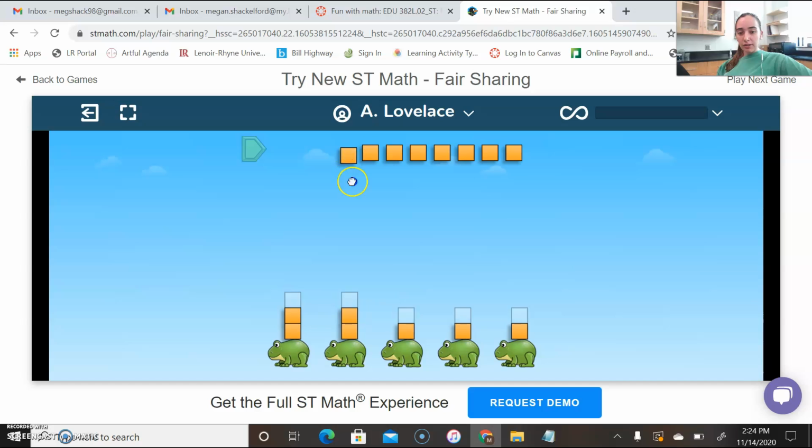I probably could have counted them and done it that way, and divided it by 5 frogs. But too late at this point. It's fine. It is A-okay.